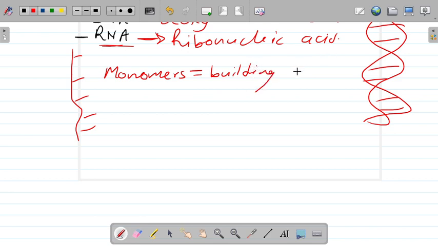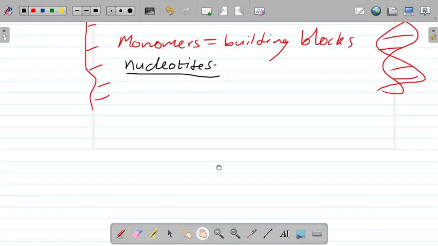It's only the DNA again. The DNA building blocks, so the monomers of nucleic acids. The monomers for nucleic acids are the nucleotides, and the nucleotides again we'll get into that just now.